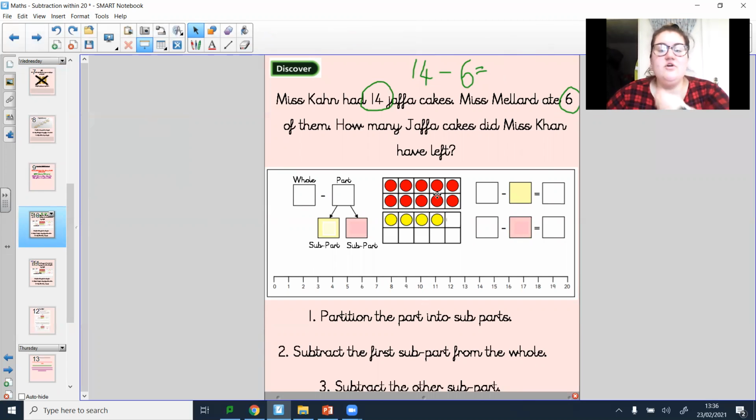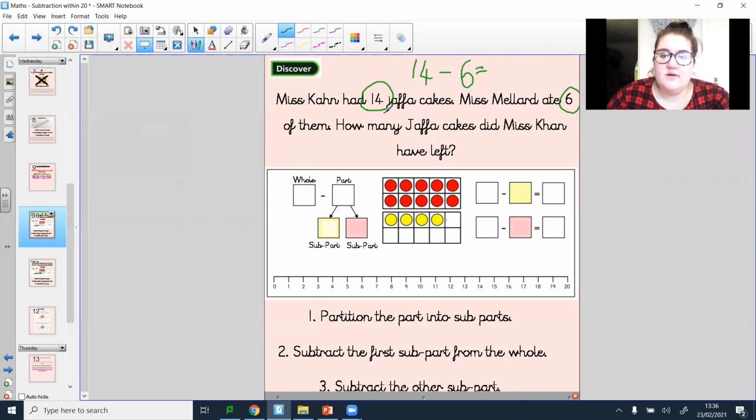Okay, so it might look a bit confusing, but it's nothing different to what we did yesterday. So let's have a look then. I'm just going to write this problem into my question box over here. I've got 14 and I am subtracting 6 to find how many are left.